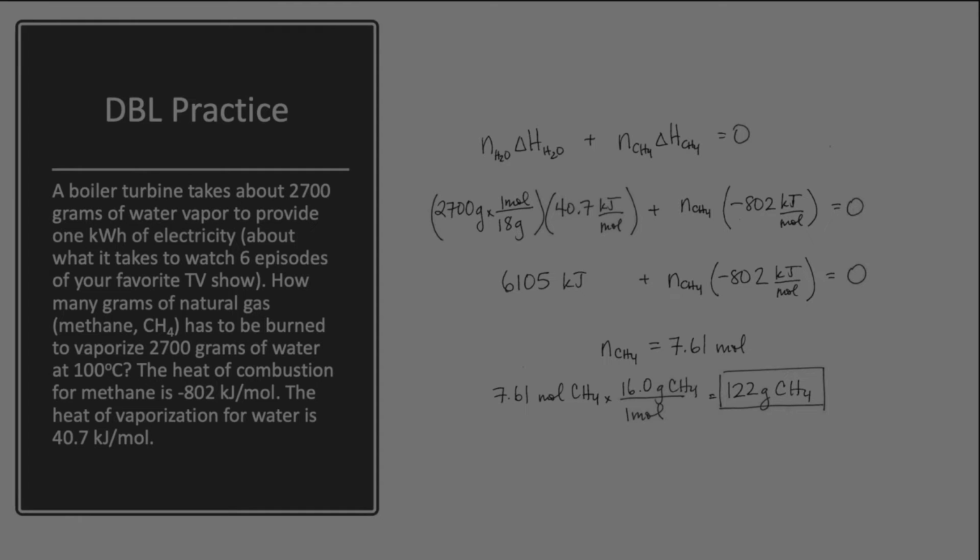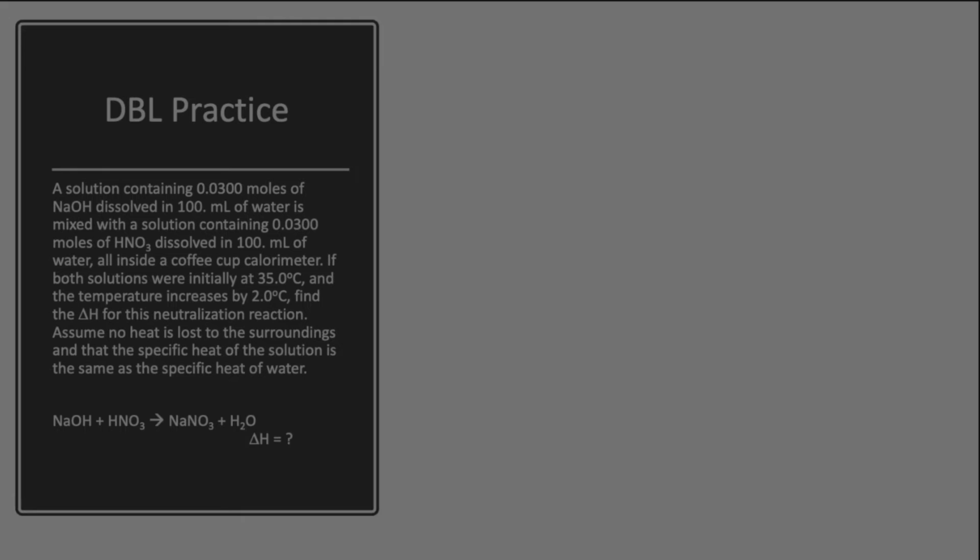One more like this for us to work through together. Here, a solution containing 0.03 moles of NaOH dissolved in 100 mL of water is mixed with a solution containing 0.03 moles of HNO3 dissolved in 100 mL of water, all inside a coffee cup calorimeter. If both solutions were initially at 35 degrees Celsius and the temperature increases by 2 degrees Celsius, find the delta H for this neutralization reaction. Assume no heat is lost to the surroundings and that the specific heat of the solution is the same as the specific heat of water. And we've got a balanced chemical equation here. We're trying to find the delta H for that reaction.